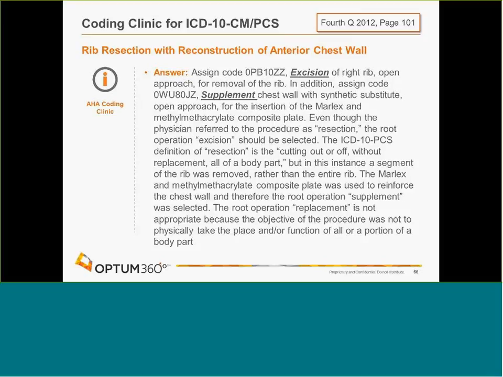You have the excision of the right rib, open approach for the removal of the rib, and you have to use supplement. Remember, this is for patches and grafts. Supplement of the chest wall with a synthetic substitute, open, for the insertion of the Marlex and methyl methacrylate composite plate. So you've got two codes here, and even if the physician used the term resection, the coder has to know to go back and actually use excision, because resection would be all of a body part, and in this instance it is only a portion of the rib. So the coder has to make that adjustment mid-game, if you will, and make sure that they get this correct. This is not easy. Hopefully we'll all have a new respect for what coders do every day after looking at some of these issues.